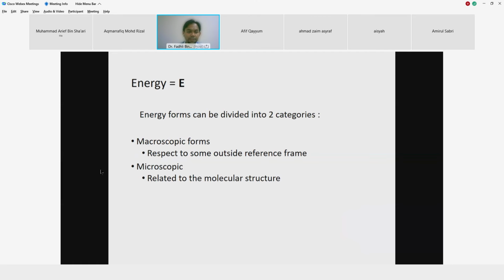Next, energy. This is a revision. We already discussed energy earlier in our slide discussion. Energy forms can be divided into two categories: macroscopic and microscopic. Macroscopic is with respect to some outside frame, so we deal with the system as a whole. Microscopic is related to the molecular structure. It is still the system, but in terms of molecular form.